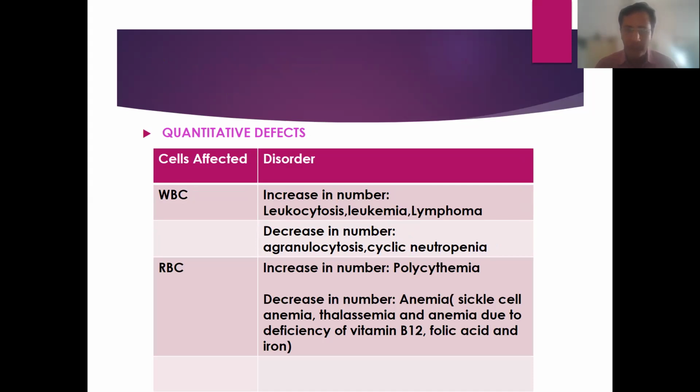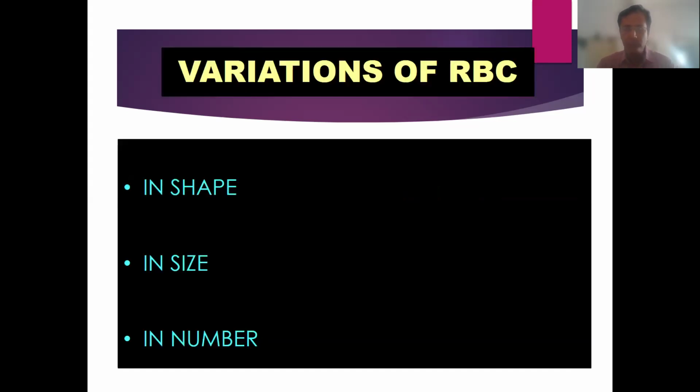Now, quantitative defects. For WBCs, an increase in the number is leukocytosis, and lymphomas, and a decrease in the number is leukopenia, agranulocytosis, and cyclic neutropenia. For RBCs, an increase in the number is polycythemia, and a decrease in the number is anemia: sickle cell anemia, thalassemia, and anemia due to deficiency of vitamin B12, folic acid, and iron. And what are the applied aspects of the RBCs? That is the variations of RBC in shape, size, and number.